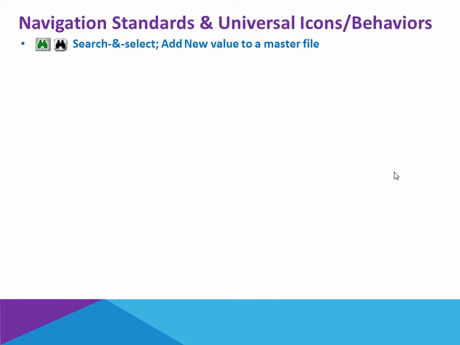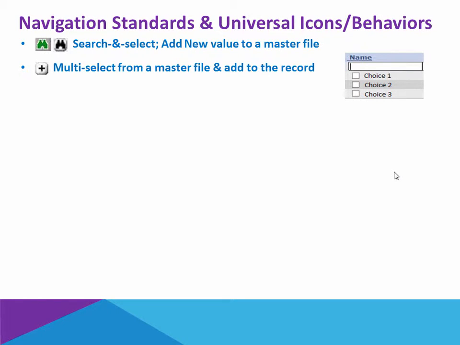For instance, the binoculars. Whether the binocular is green or black, it indicates that there is a search and select. In some cases, it will also allow you to add a new value to a specific master file. Now, you will see this on various screens. So whatever screen the binocular is allowing you to search, the underlying master file would be the one that you're able to update when you also have the add new functionality there.